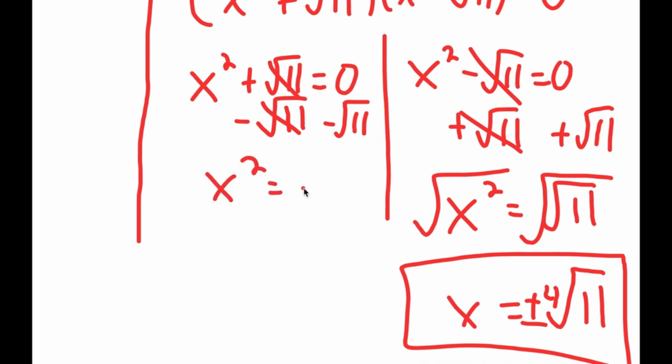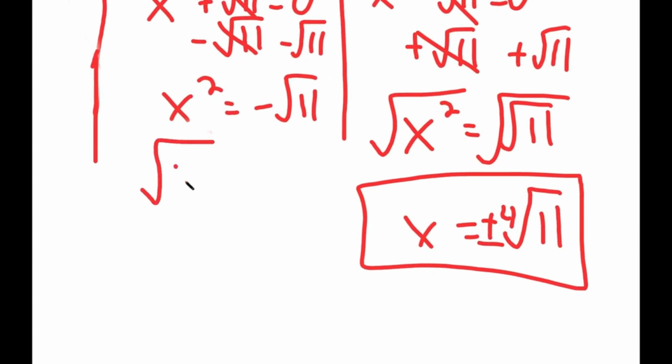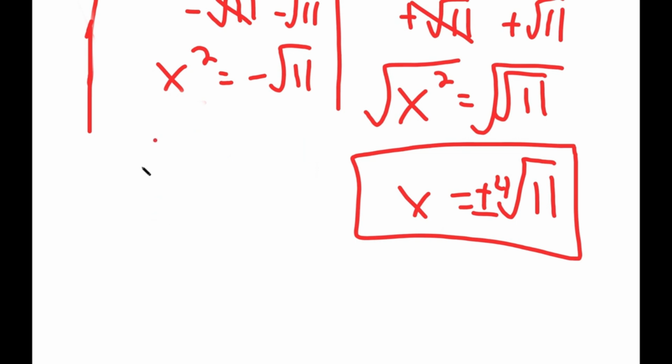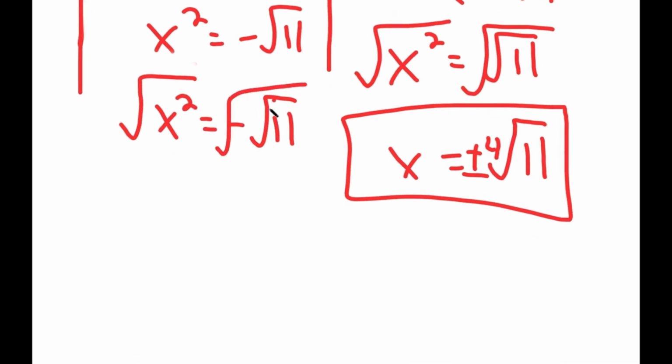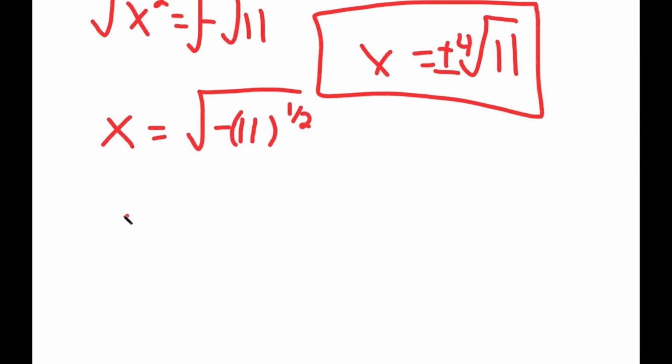So I get x squared is equal to negative square root of 11. So now I get the square root of x squared is equal to the square root of negative square root of 11. So the square root of x squared is x, and the square root of the negative square root of 11, I can rewrite this as negative square root of square root of 11. So now if I take the square root on both sides, I get x is equal to the square root of negative 11 to the power of 1/2, which is equal to negative 11 to the power of 1/2 to the power of 1/2.